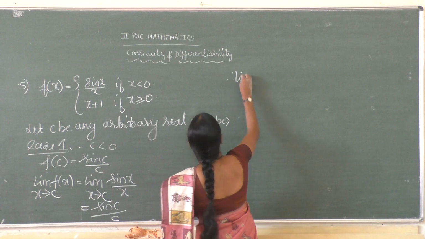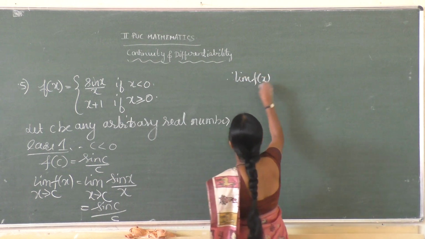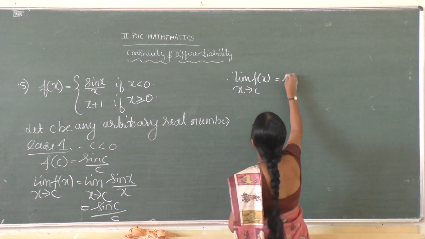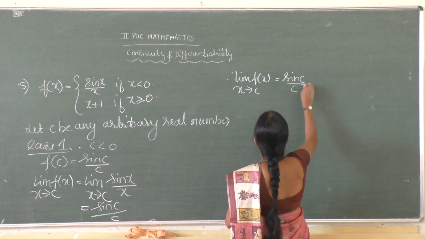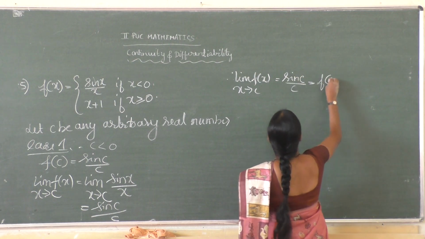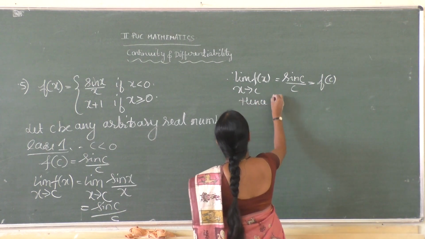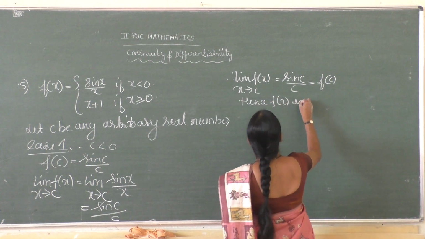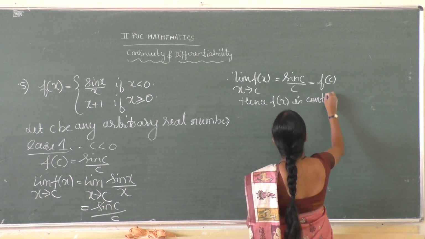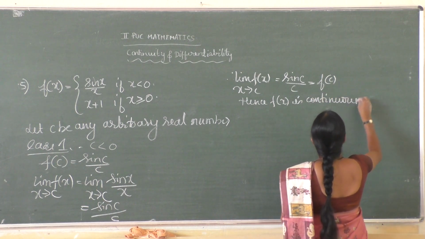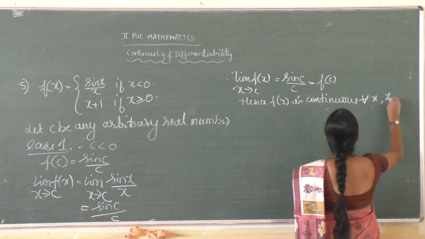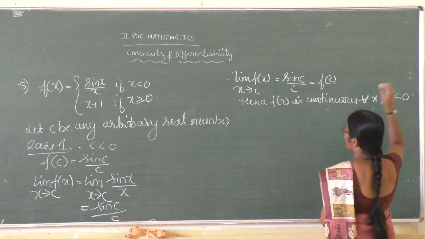Therefore the limit of f of x as x tends to c equals sin c by c, that equals f of c. Okay, hence f of x is continuous for all x, x less than 0.